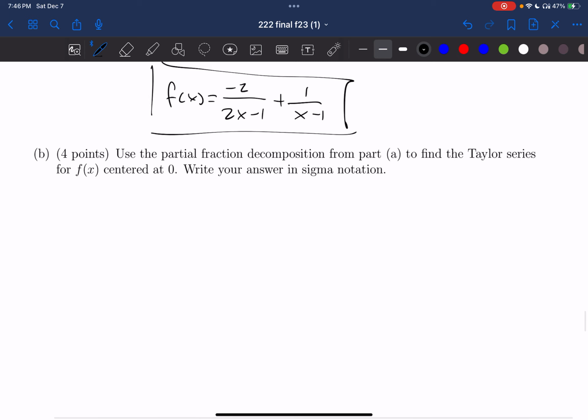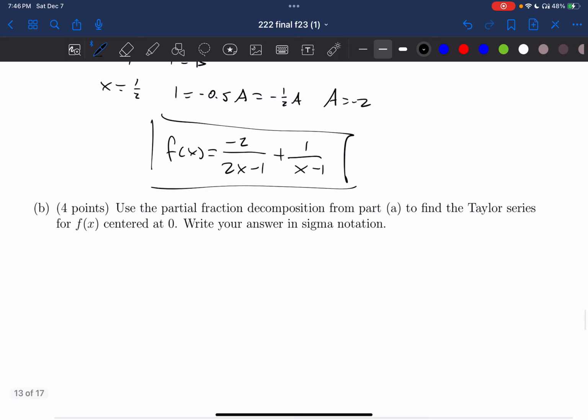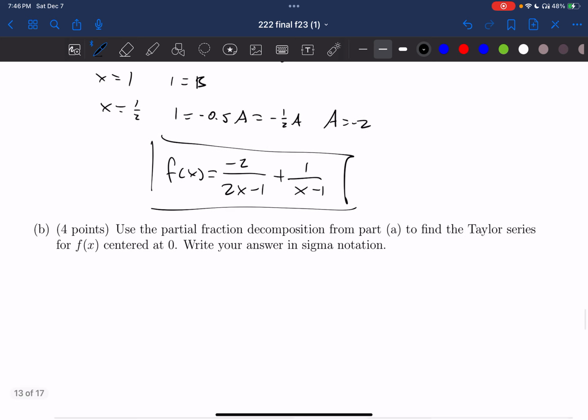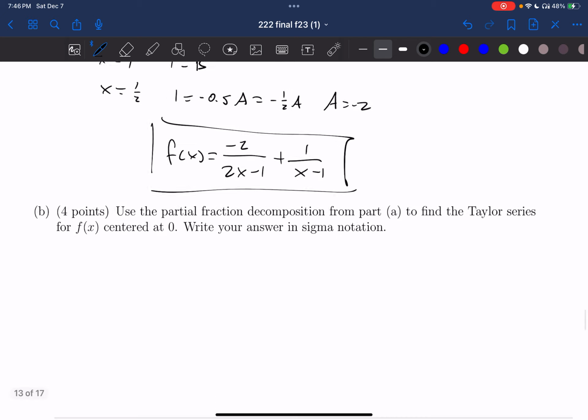Okay, use the partial fraction decomp from part 1 to find the Taylor series centered at 0. So this is a Maclaurin series. Okay, this is a little bit complicated, but once we do this, I think it won't be too difficult.